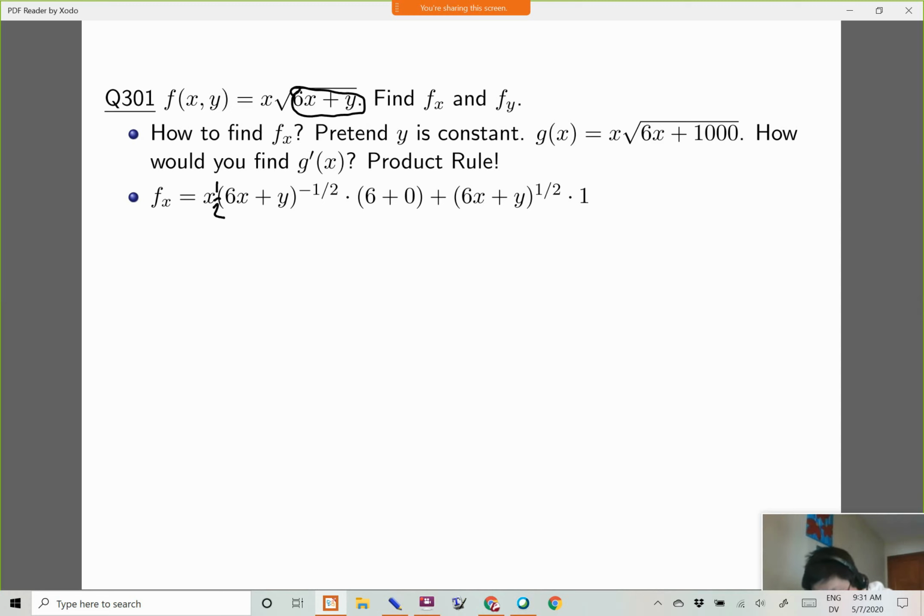So this inside thingy of 6x plus y, we have to differentiate. Well, 6x differentiates to 6, and y differentiates to 0. Why does y differentiate to 0? Because, again, y is a constant. Okay, that's the first half of the product rule, and then after the plus sign, there's a second half. The second part, I copied it. I just wrote it as a to the 1/2 power. So root 6x plus y, you could have written root 6x plus y here. And then times the derivative of the first part. And the derivative of x is 1.